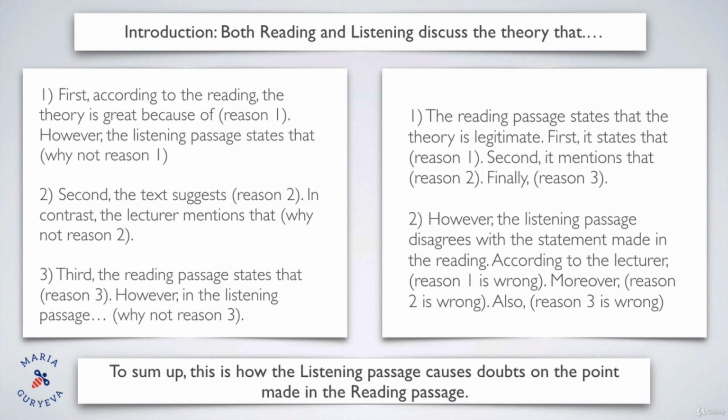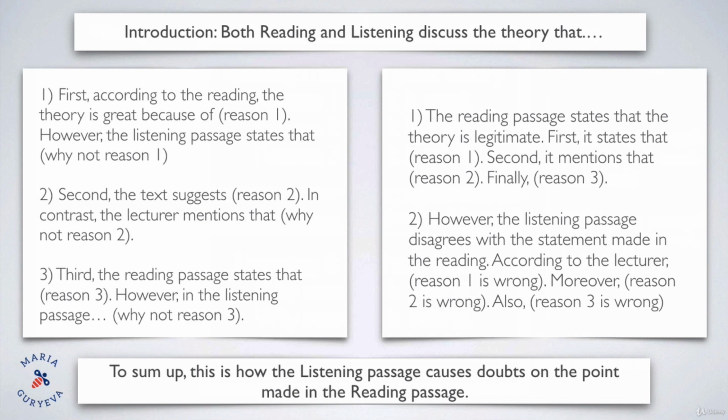Second, the text suggests reason number 2. In contrast, the lecturer mentions that, and we discuss why reason 2 is wrong according to the listening. Then we go to the third paragraph, and here we discuss reason number 3 and what both the reading and listening said about it. Third, the reading passage states that, reason number 3. However, in the listening passage, we discuss why the listening passage didn't like reason number 3.